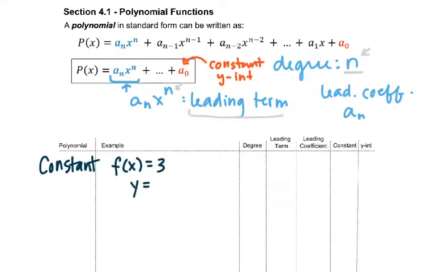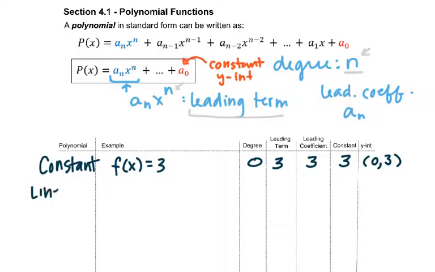Or y equals 3. How many x's do we have? x to the 0th power. We don't have an x at all. So in this case, the degree is 0. The leading term is the only term which is there, 3. The leading coefficient is the coefficient of that term, and that term is only a coefficient. And then the constant, the only term is the constant, so 3. So that's a little bit redundant because we get the same value every time. But we can look at some other types of functions.